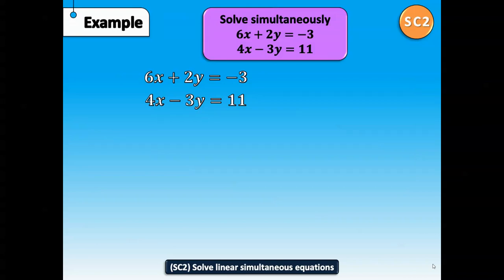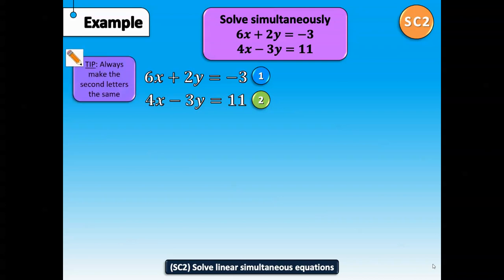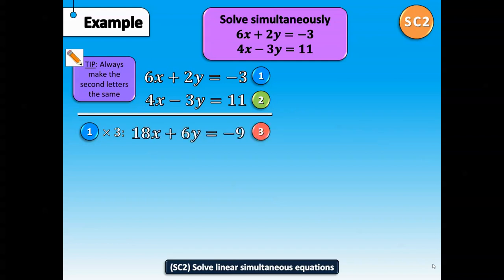So here's an example. We want to solve these two equations simultaneously. So I can label them 1 and 2. And I always want to try and make the second letter the same. So I'm going to try and make the y's the same. I do that by timesing the first equation by 3. So it becomes this. And I times the second equation by 2. So it becomes this. So now I've got a 6y and a minus 6y.